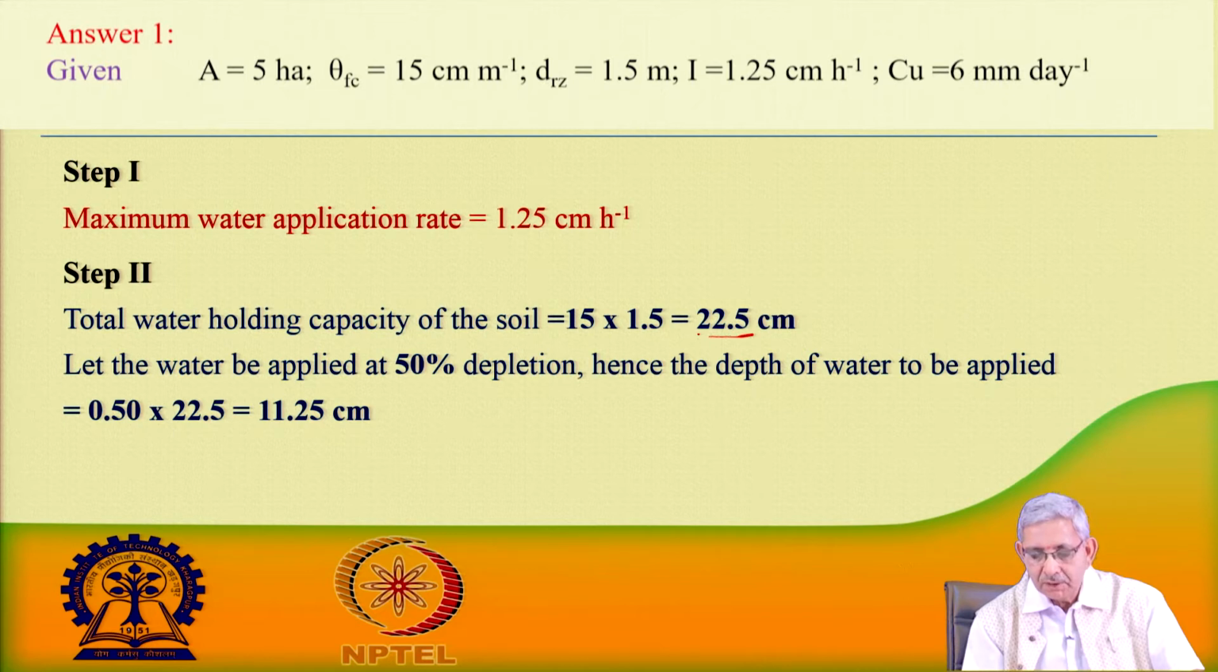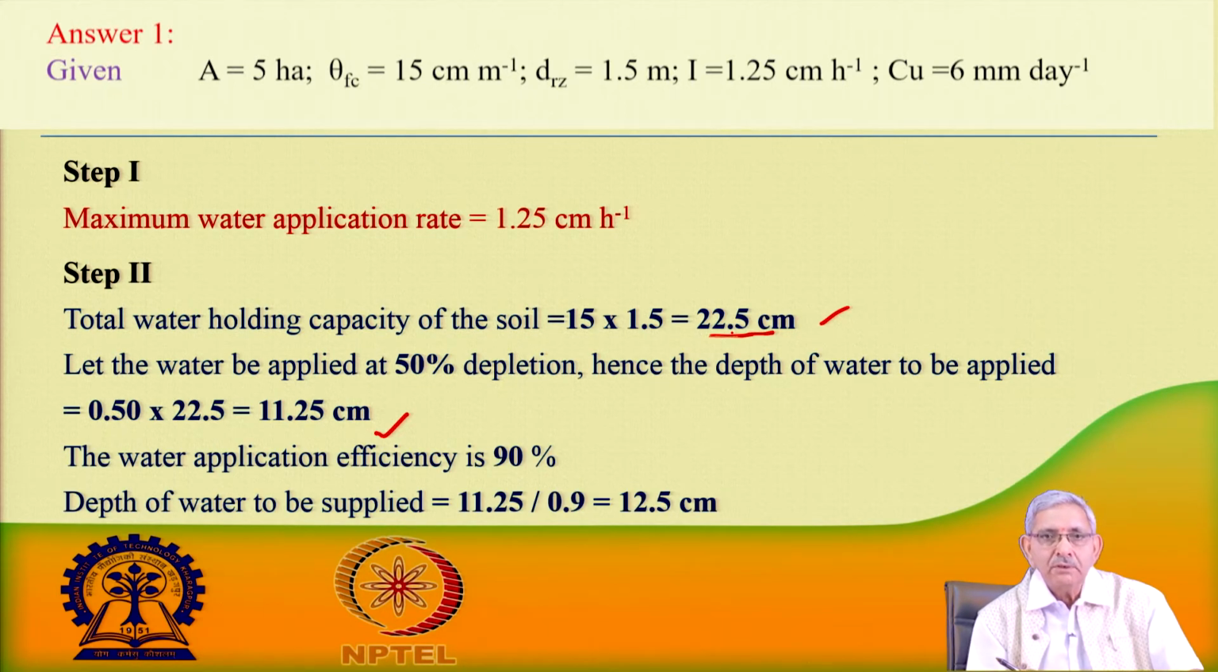So, 22.75 centimeter will be the water which will be held in 1.5 meter. Now, we are assuming here we will allow up to 50% depletion, then irrigation is given. So, when the 50% depletion comes, irrigation is given. So, for 50% depletion, the amount of water will be 50% of 22.5 centimeter, that is 11.25 centimeter.